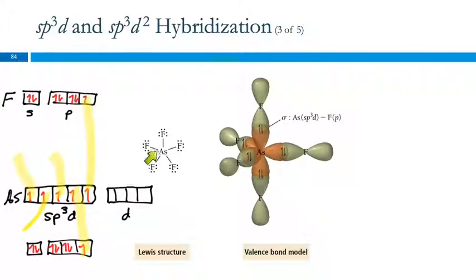This is sp3d because I look at that and I see there were 5 electron groups. And so 1, 2, 3, 4, 5. I need 5 orbitals. So I start with the s and I go through the 3 p orbitals. That gives me 4, and I need 1 more. And it won't go to sp4. It can't go to sp4 because there's not another p orbital. There's only 3 beds.